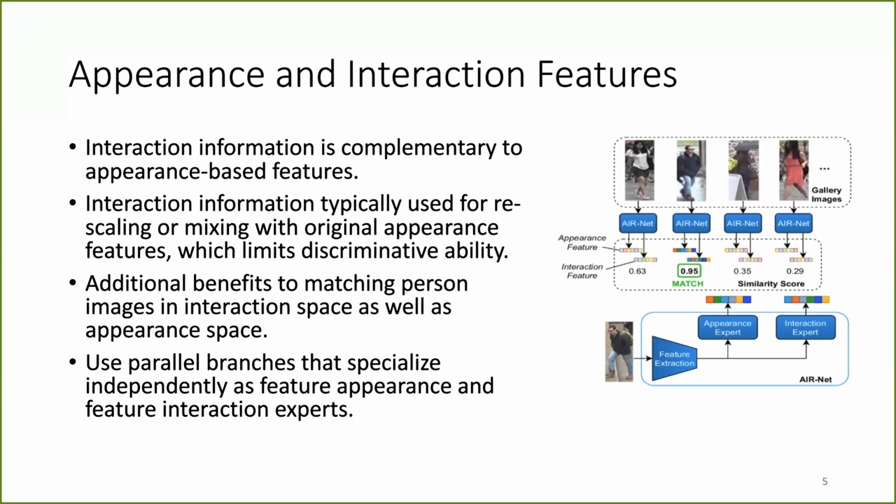The architecture that we use to do this, you can see on the right-hand side. We've called our network the Appearance and Interaction Representation Network, or AirNet for short. We use parallel branches that specialize as an appearance expert and an interaction expert. This is similar to the part-based models before, where we have global experts and then more local experts, so it's kind of analogous to that. We generate different representations based on appearance and interaction, and then we match them based on both of these feature representations.